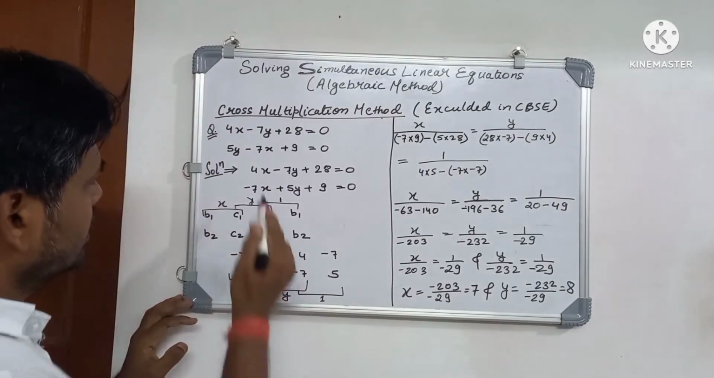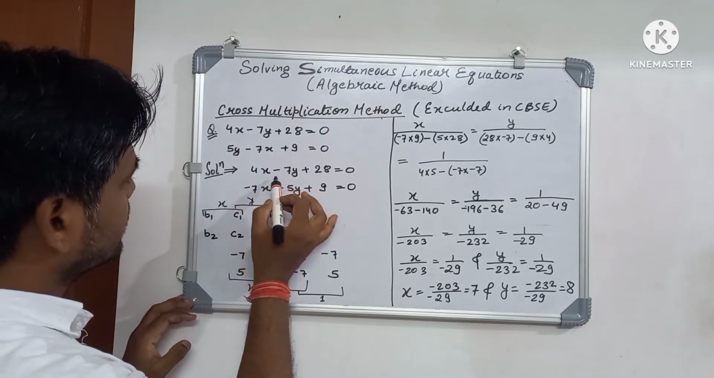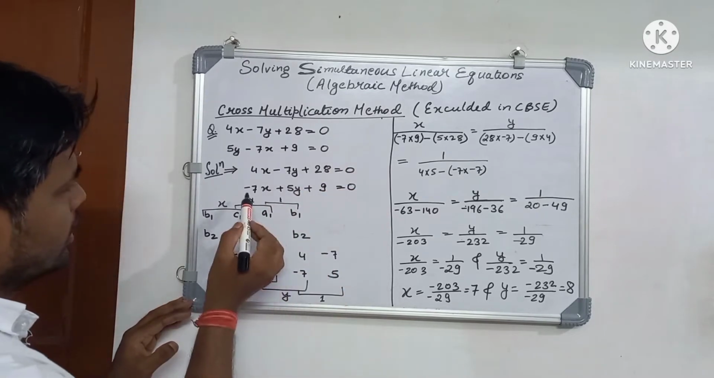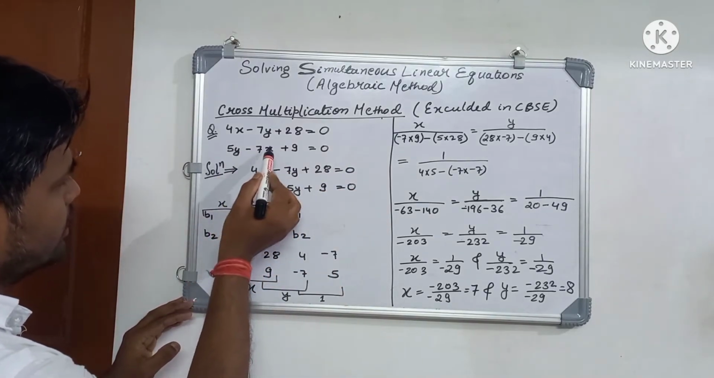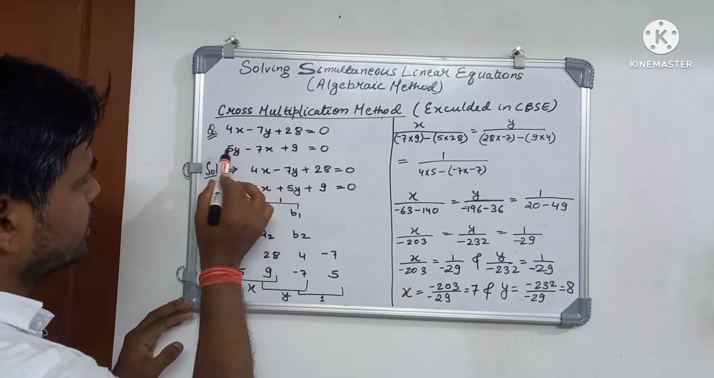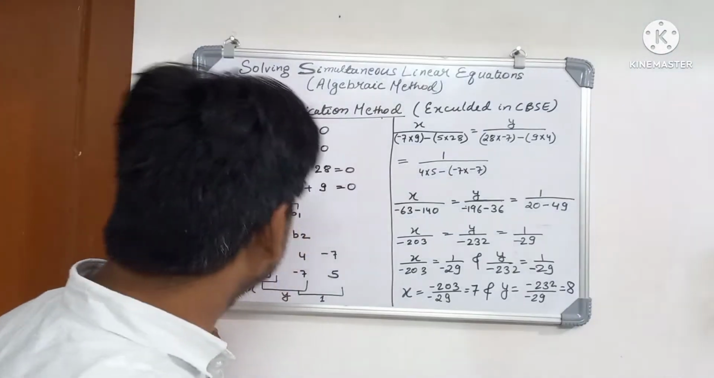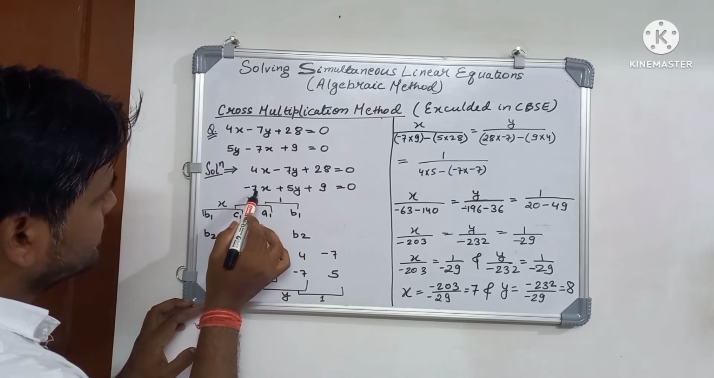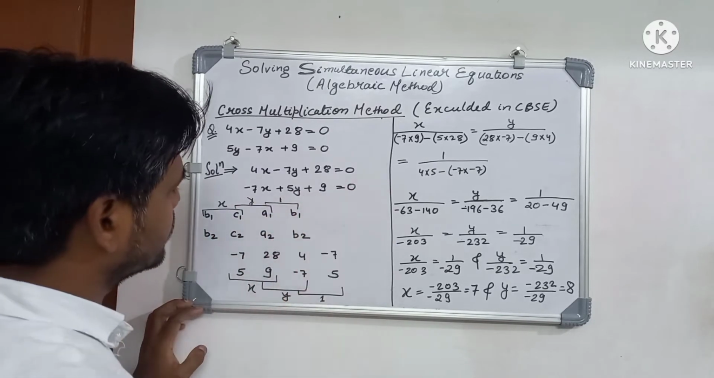So for that reason, the first equation has been written in the sequence 4x minus 7y plus 28 is equal to 0, and I have just rearranged the terms of the second equation, and hence I can write it like this: minus 7x plus 5y plus 9 is equal to 0.